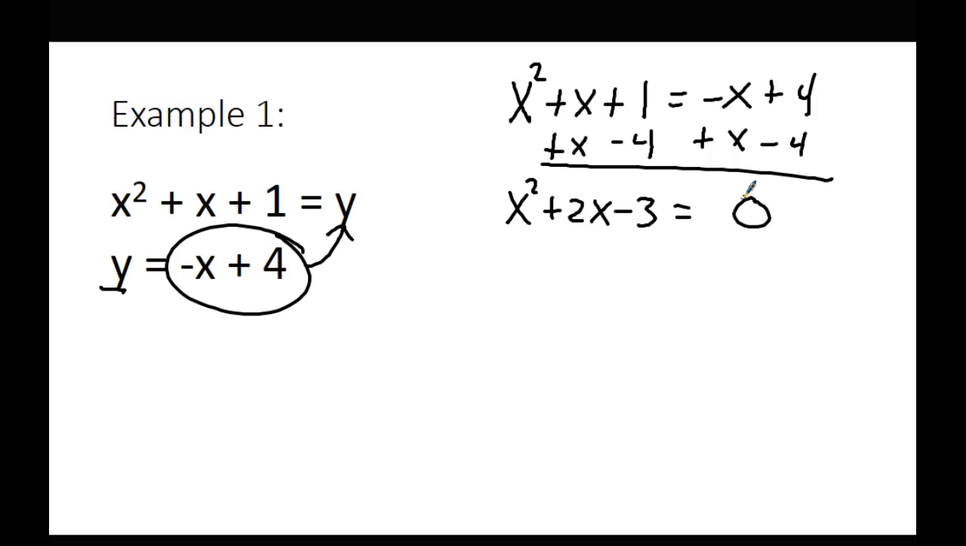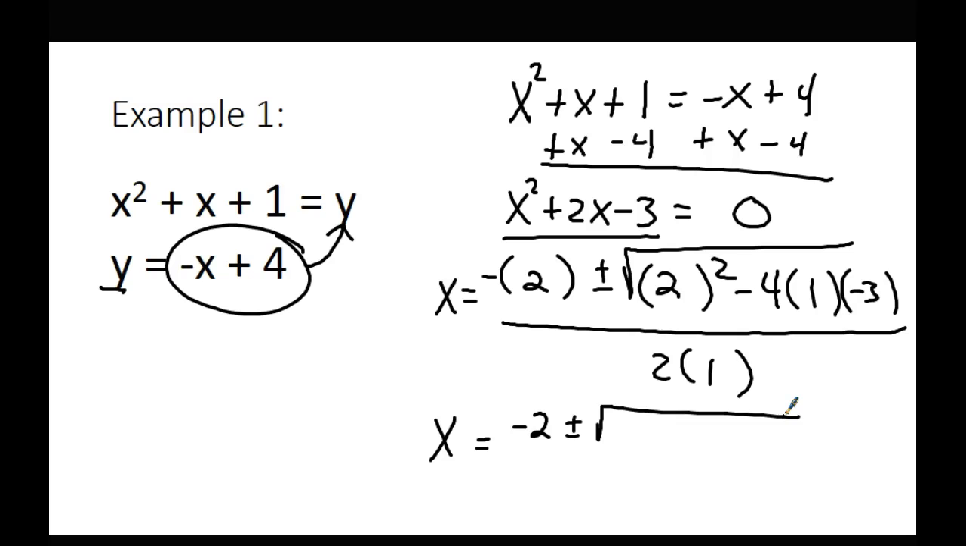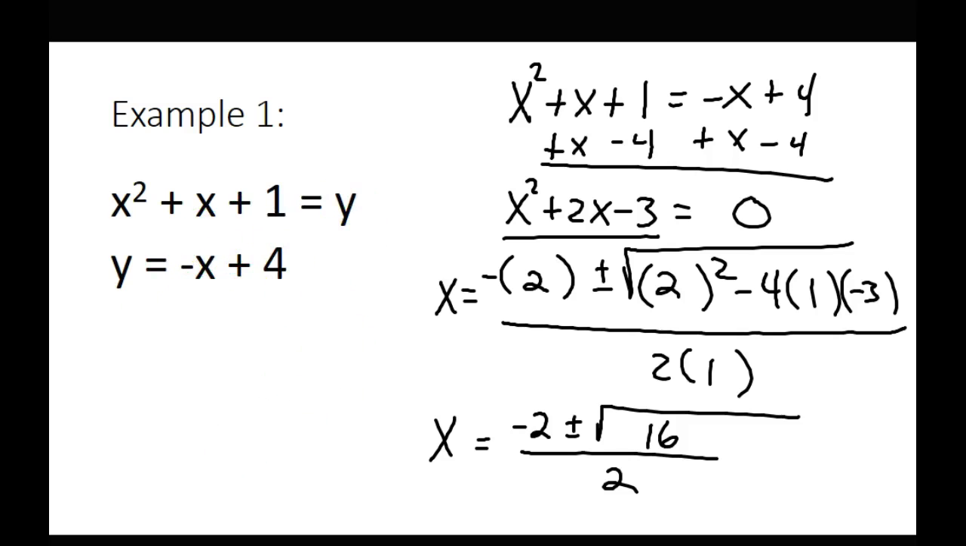And so we're going to solve for x. And that's where we're going to use our quadratic formula. So we have x equals negative b plus or minus the square root of b squared minus 4ac, over 2a. So my b in this case, looking at this equation, is 2. My a is 1. And my c is negative 3. So that's going to be 4 plus 12, which is 16. Square root of 16 is a pretty nice number. That comes out to be 4.